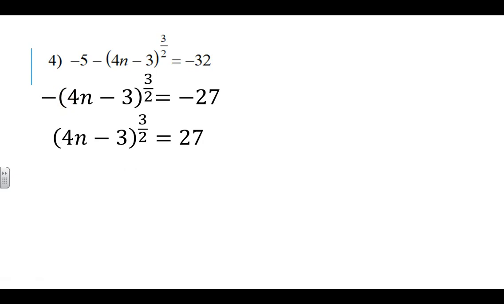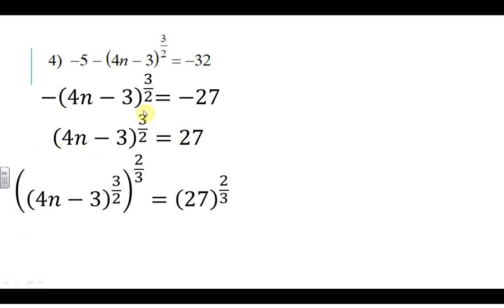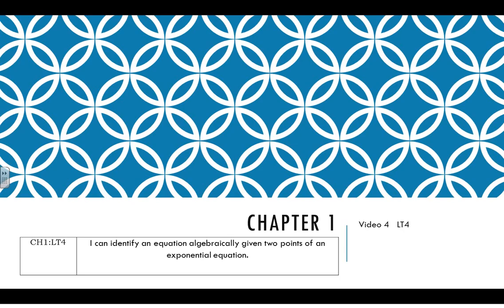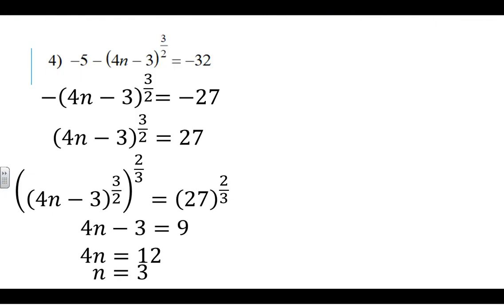Now that you have it isolated, you can raise both sides to the reciprocal, which would be 2/3. The cube root of 27 is 3. 3 squared is 9. Then solve that by adding 3 and dividing by 4. Always check your work.